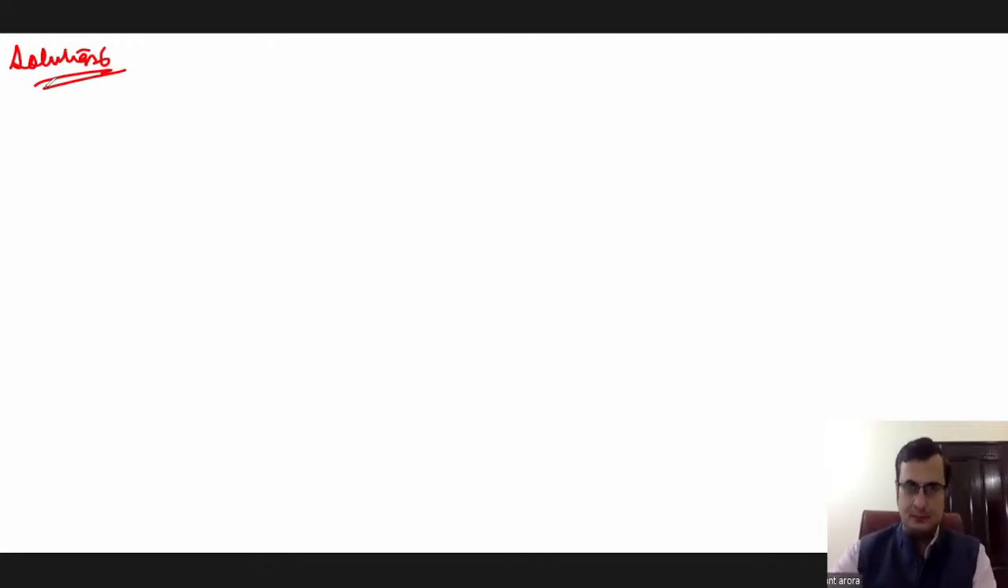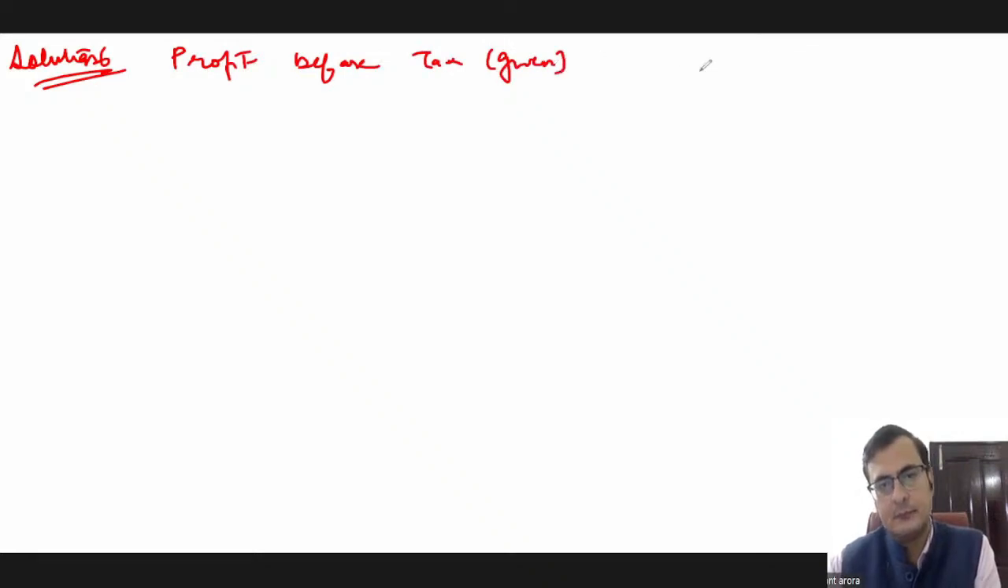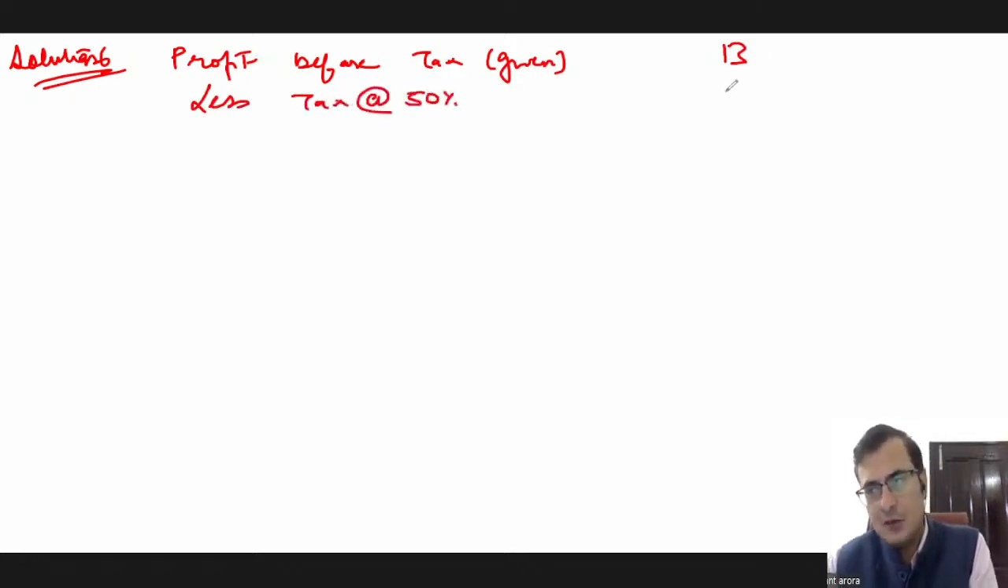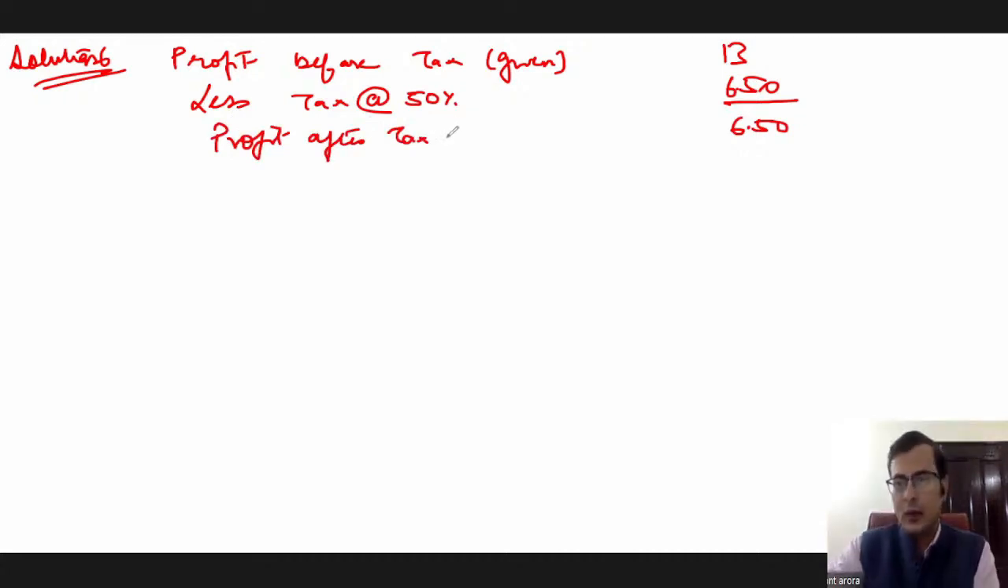Okay, question number 6. Number 1, the profit before tax is given to you as 13. Less tax at the rate of 50%, which will be 6.50. 6.50 becomes profit after tax. Then you will add back the tax saving of the depreciation.